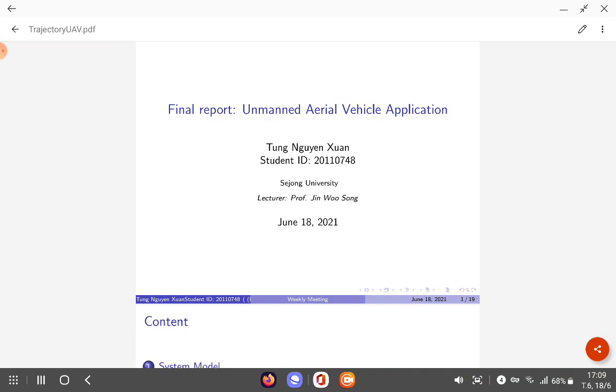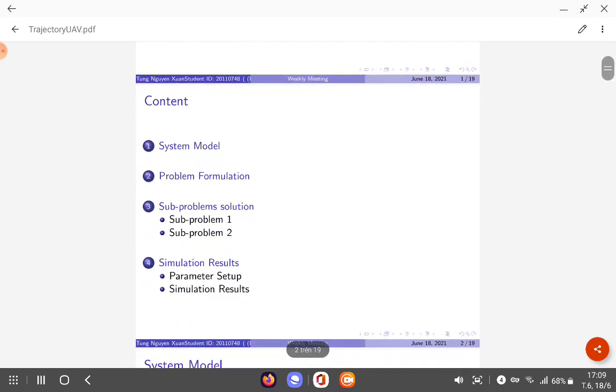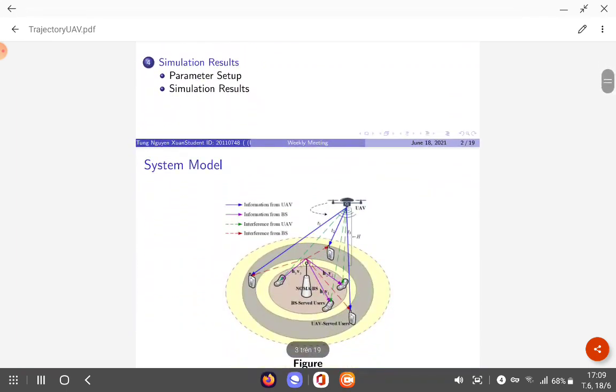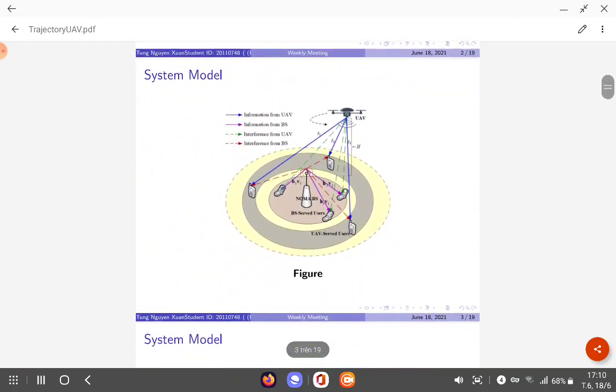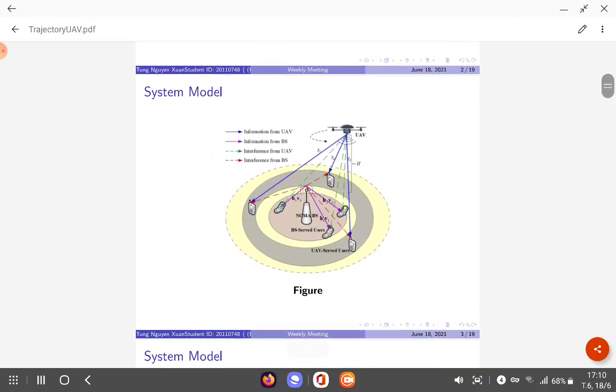Today I will present my final report for the subject Unmanned Aerial Vehicle Application. The presentation will include four parts: system model, problem formulation, solution, and simulation result. The system model I presented in the midterm, so I will briefly talk about it.